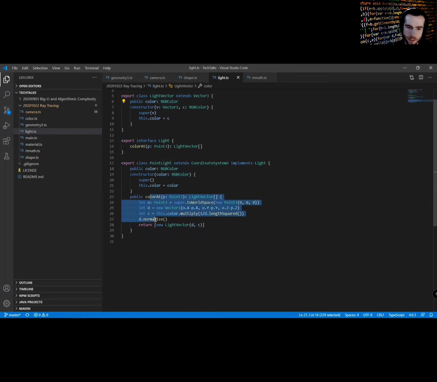And this point light class, here we take the origin and we transform it into world space, wherever the origin of the point light is. And here we're calculating a vector starting from the origin of the light to the point of intersection on the surface. Here we're dividing by the length squared of that vector. We're dividing the color of the light by the length squared. So this is that inverse square law. And then here we're normalizing the vector and returning a light vector.